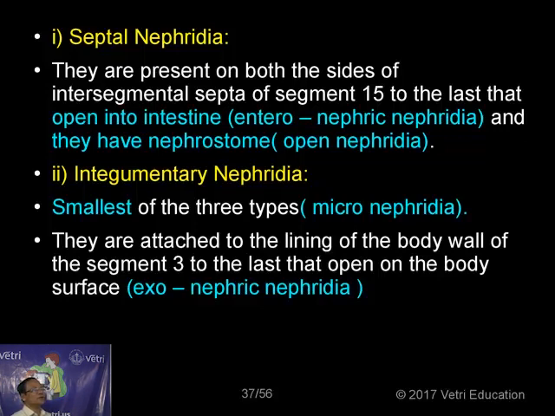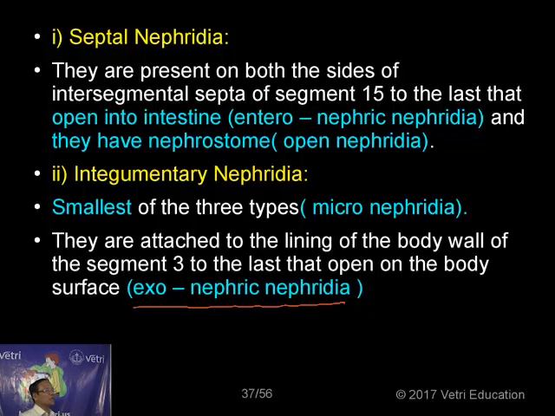So enteronephric nephridia, this one exteronephric nephridia, or simply we can say exonephric nephridia. The meaning for that one, they open outside through nephridia pore. And these nephridia are also called closed type. The meaning for closed type, there is no nephrostome. So the first one, septal nephridia, open type, enteronephric nephridia.